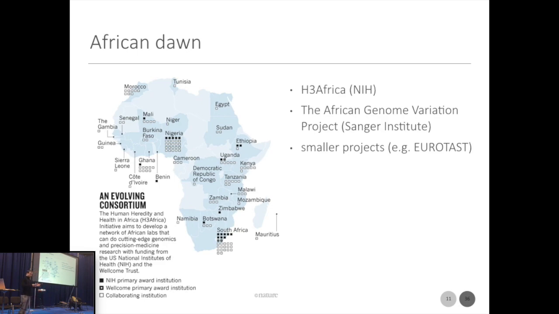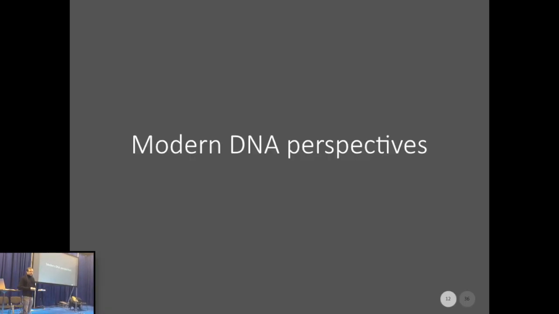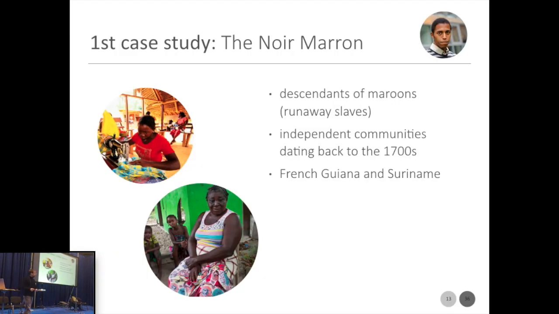So, bearing that in mind, I now want to give you just a few insights into the kind of work we have been doing, starting first with a modern DNA perspective and then going on to talk about ancient DNA. So in terms of modern DNA, we had one project which was led by a PhD student, Cesar Fortes Lima, and he looked at a present-day living population from French Guiana and Suriname, who were descendants of Maroons. So Maroons are runaway slaves who formed independent communities in the 1700s after having essentially escaped from slavery, Dutch slavery in that case, in that part of South America.